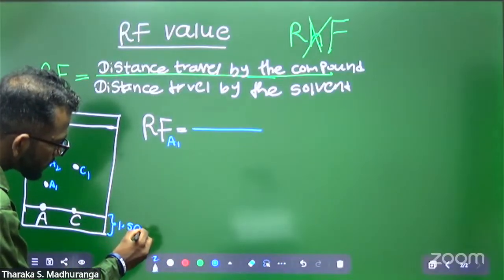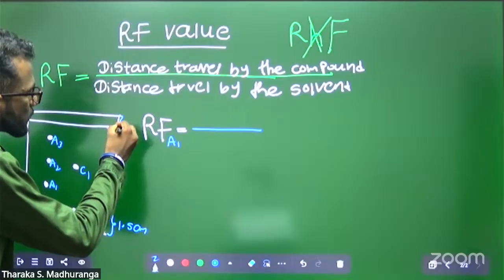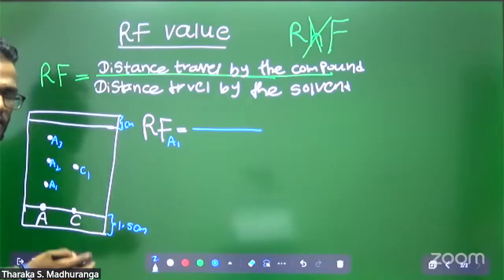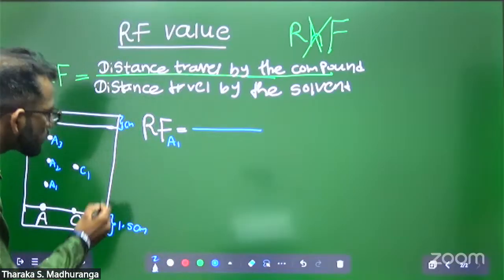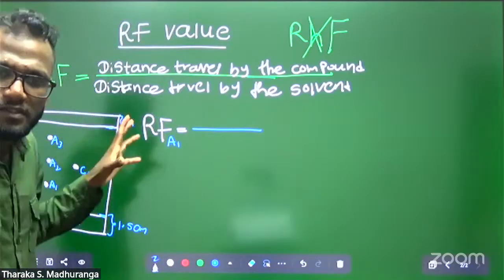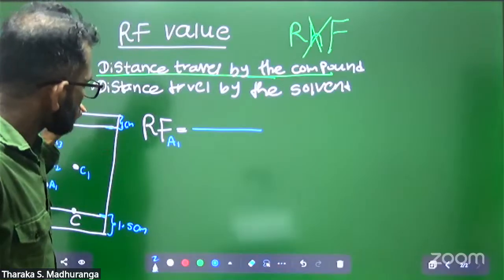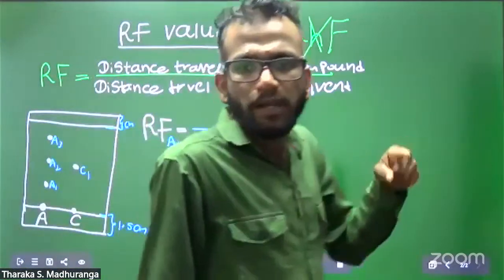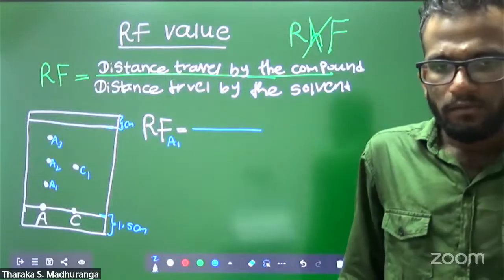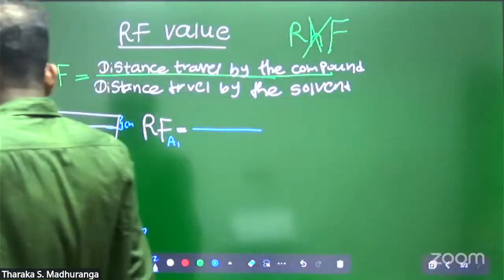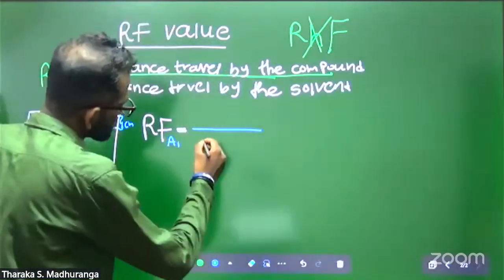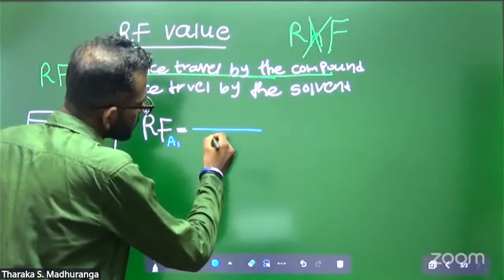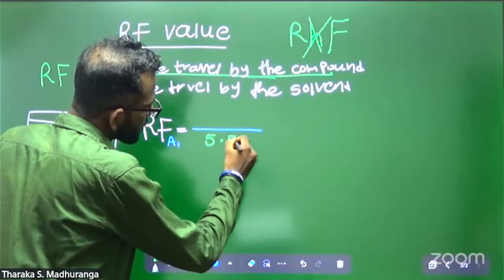1.5 centimeter. Then it is 1 centimeter. Then what is the solvent travel distance? The solvent travels from this point to this point. What is the distance? 1.5 plus 1, it is 2.5. 8 minus 2.5. What is the solvent travel distance? 5.5. That's the example. It is 5.5.